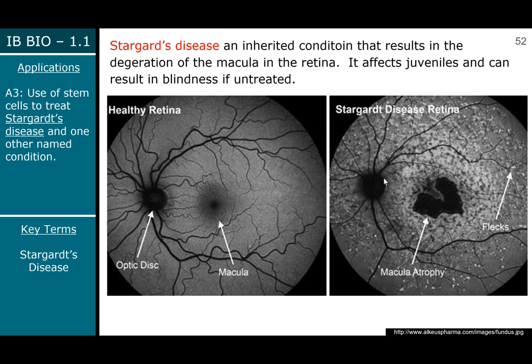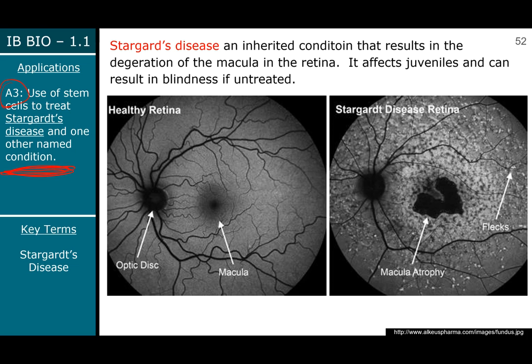So we're going to move on to application number 3 that talks about a real treatment that we use stem cells to treat pretty consistently and pretty successfully. And that's the use of stem cells to treat Stargardt's disease. You should know Stargardt's disease, and you should, on your own, know one other named condition. So you have to come up with one on your own. I'll tell you about this one, and then you have to go find another one.